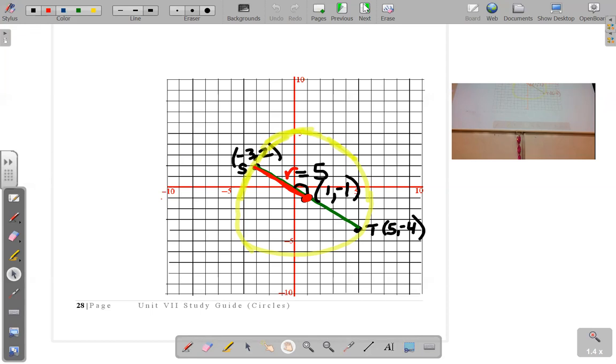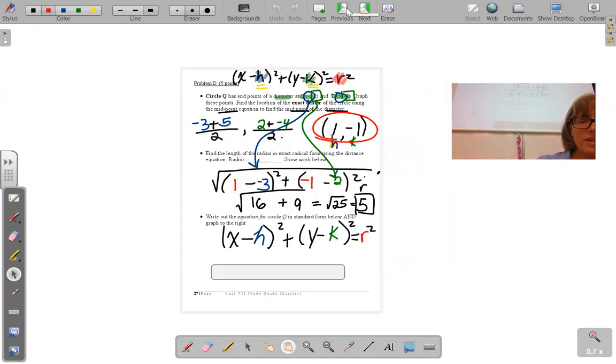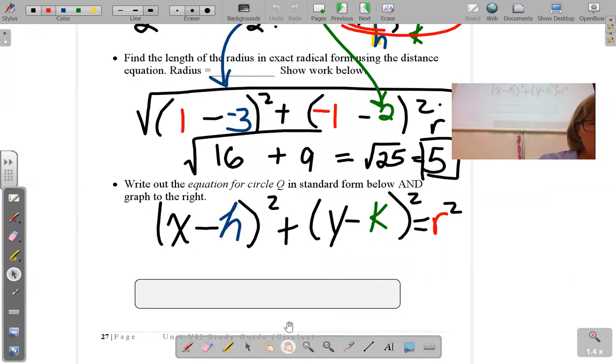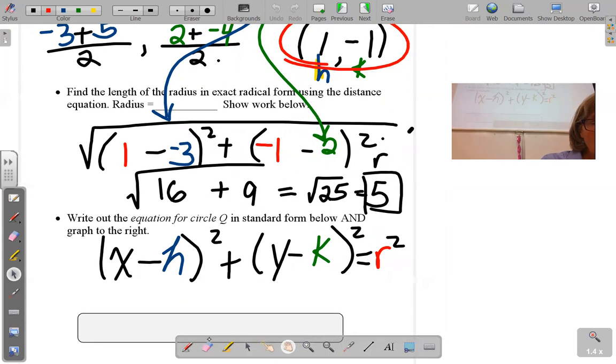Not quite. All right, let's come here. Abby, our h is what? 1. Our k is what? -1. So I come up here and put 1 where h is, -1 here, and 5 where the radius is. You tracking with me?